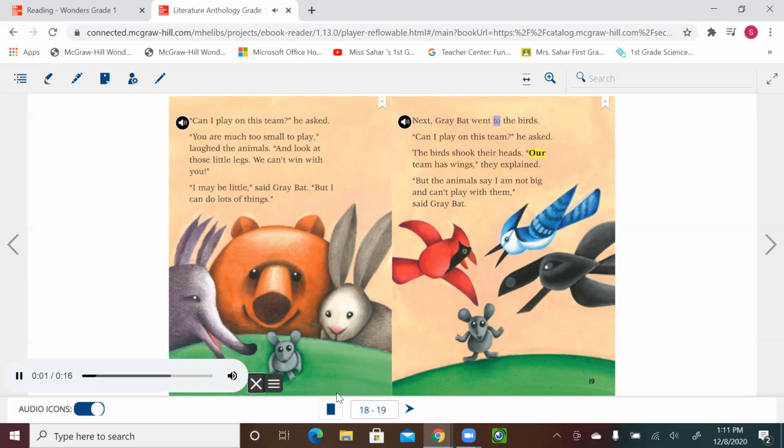Next, Gray Bat went to the birds. "Can I play on this team?" he asked. The birds shook their heads. "Our team has wings," they explained. "But the animals say I am not big and can't play with them," said Gray Bat.